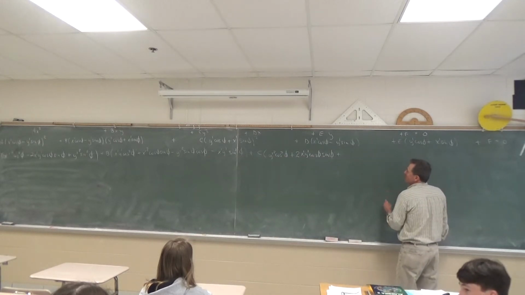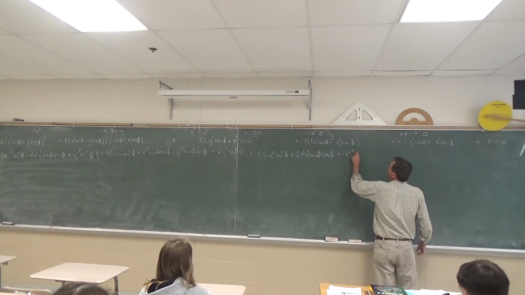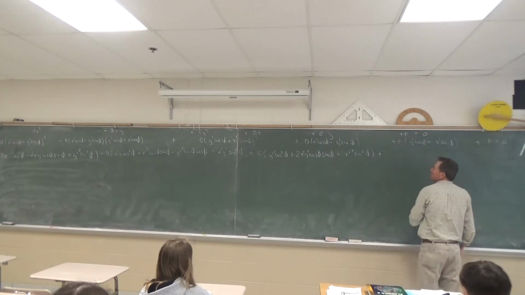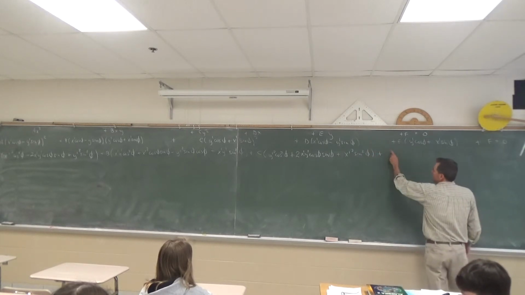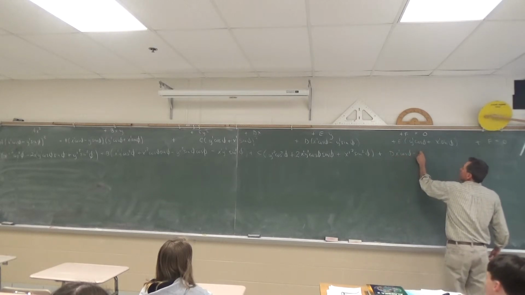Where are we? The last one, x prime squared, sine squared, plus D x prime cosine, I'll distribute, minus D.